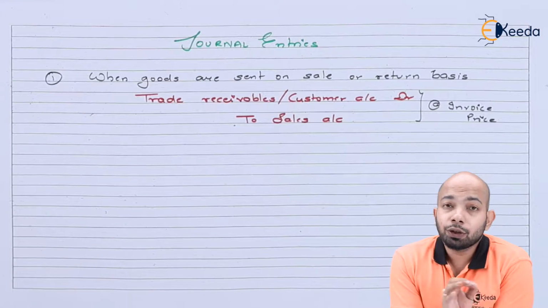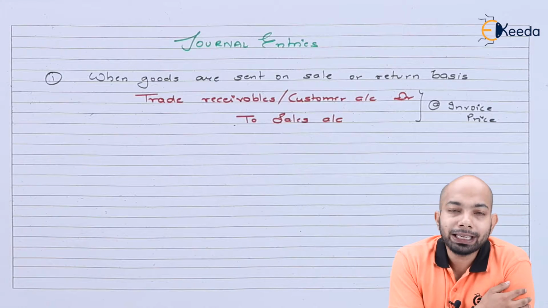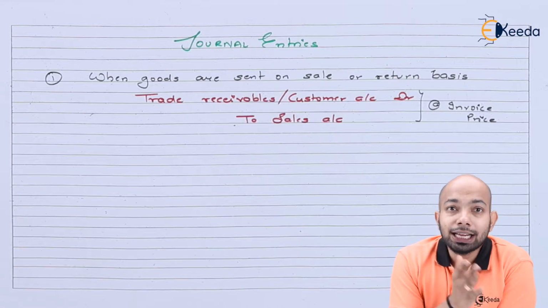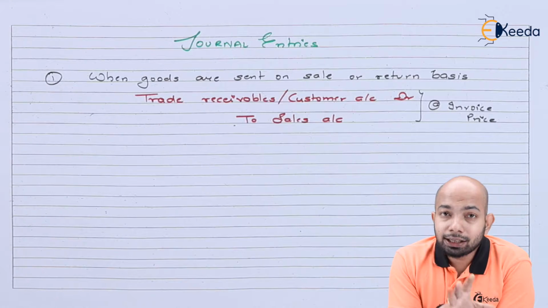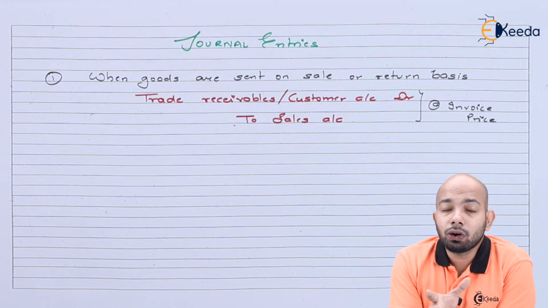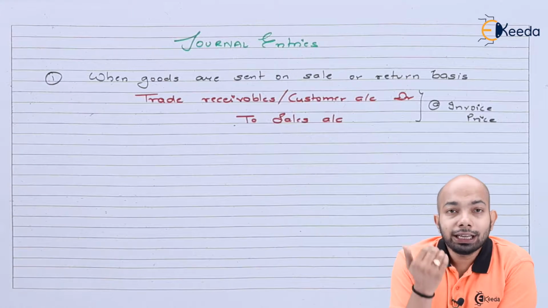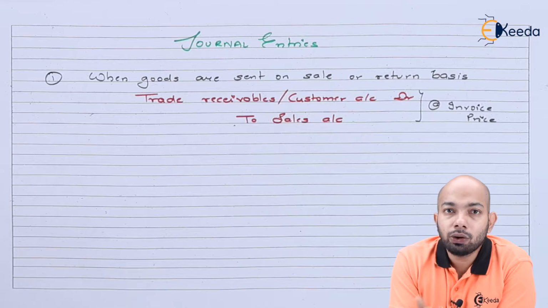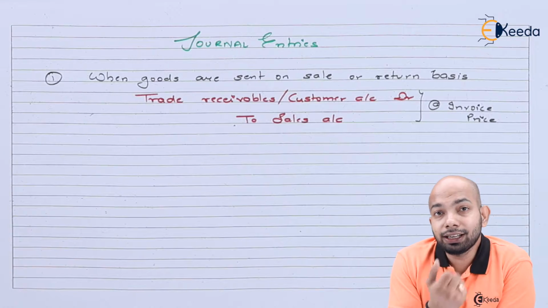So the first entry that you have to pass is when the goods are sent on sale or approval basis. In such a situation, you can either debit the trade receivables, because that is an asset for us, because that is an income that is supposed to come. Hence, it's either a trade receivable or the customer's account can be debited, and on the credit side, it will be a sales account. So it's either trade receivables to sales account or customer's account to sales account, and the amount that will be mentioned here is the invoice price. Now let's understand the next journal entry here.